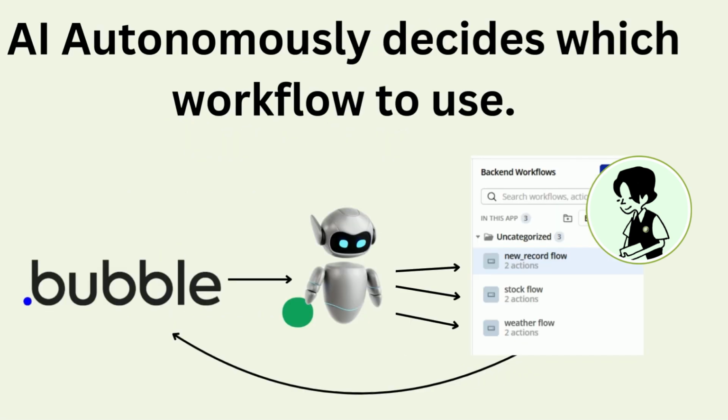So basically what this AI agent does is that it autonomously decides which workflow to use. So let's say that you have a list of backend workflows like new records, get stock, and weather, and this AI agent can decide which workflow to use.